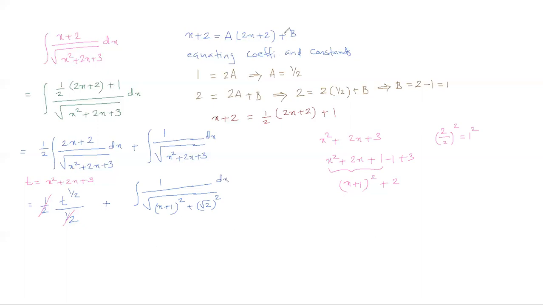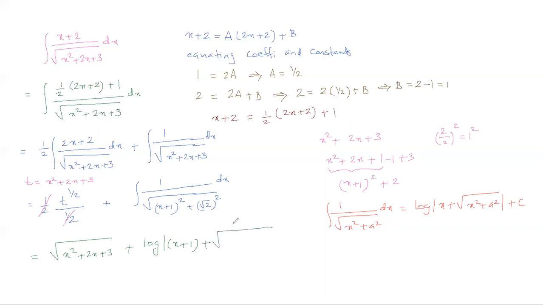So now it is of the form integral 1 by under root x square plus a square dx. So your formula is log of x plus under root x square plus a square, plus constant of integration. So this will become, here the first one is root t, so t to the power 1 by 2, that means root t, but t is your x square plus 2x plus 3, plus this is log, so instead of x we have x plus 1, plus under root (x plus 1) the whole square plus root 2 square, that is nothing but x square plus 2x plus 3, plus constant of integration. That is the answer.